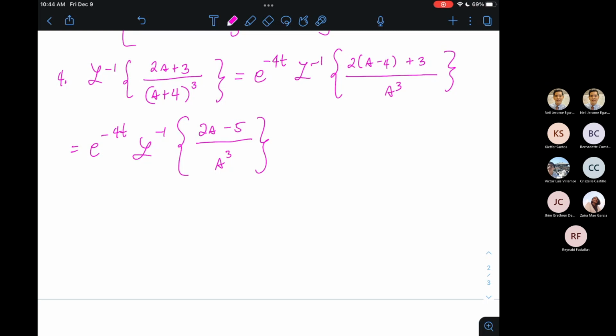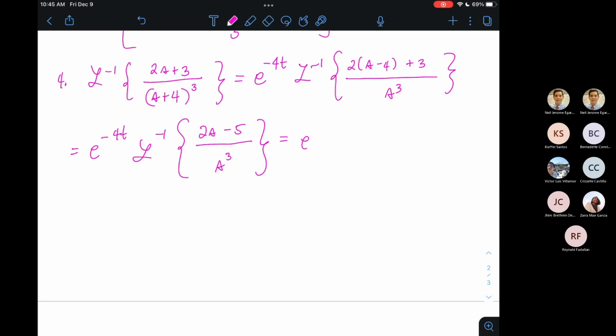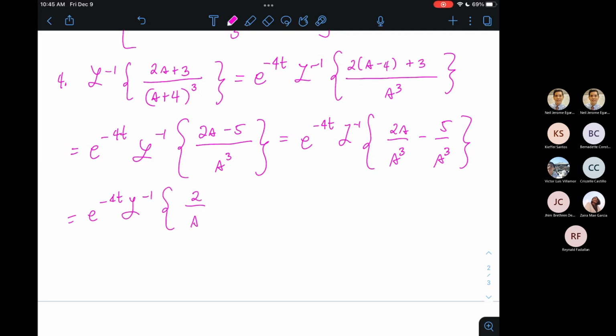Good. And then I'll split this up into 2 pieces because I don't know how to handle a binomial in the numerator. Wala yan sa listahan natin kanina. So I'll split it up into two terms. So I'll have a 2s over s cubed minus 5 over s cubed. And then I can further simplify the expression inside the inverse Laplace transform as 2 over s squared minus 5 over s cubed. Okay? Kasi ito na yung i-inverse Laplace ko.